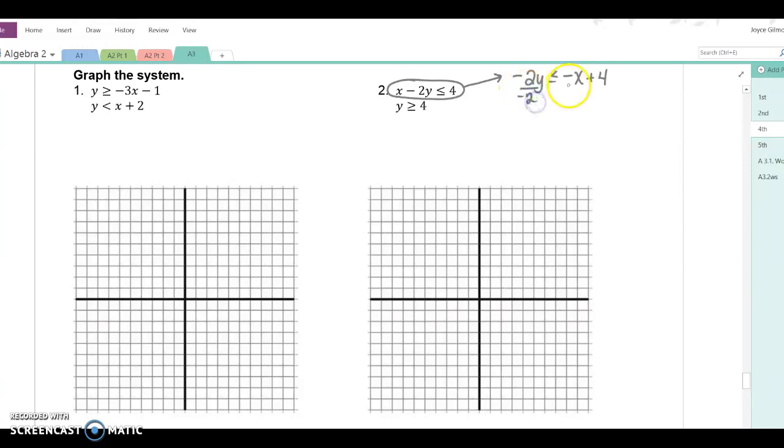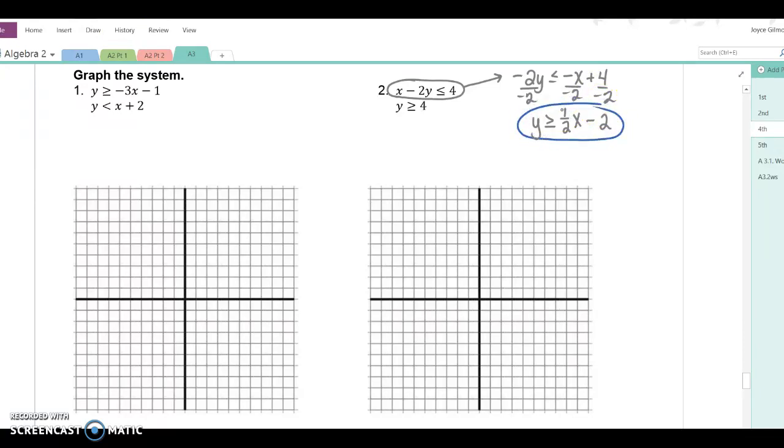Divide by negative 2. And the one crazy thing with inequalities, when you divide by a negative, you have to flip the inequality symbol. So this becomes y is greater than or equal to negative x divided by negative 2. That'd be a positive 1/2 x minus 2. I'm going to graph that one in blue.